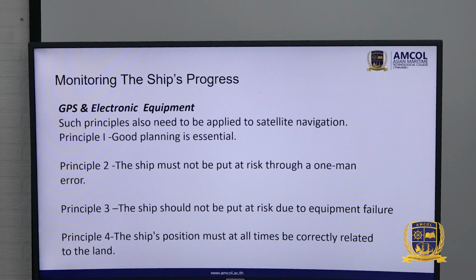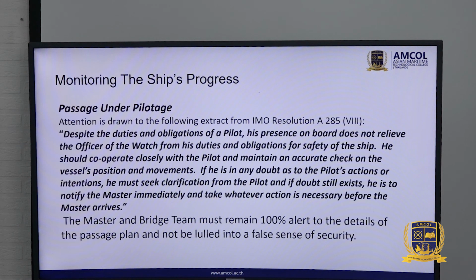Again, three good principles: good planning; ship must not be put to risk by one-man error; ship should not be put to risk due to equipment failure; and number four, ship's position must at all times be correctly related to land.